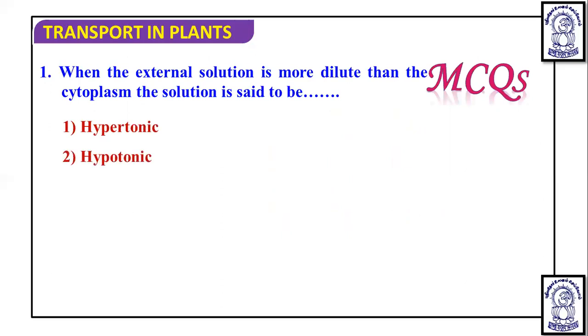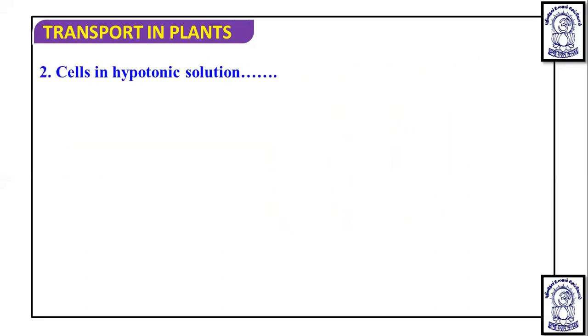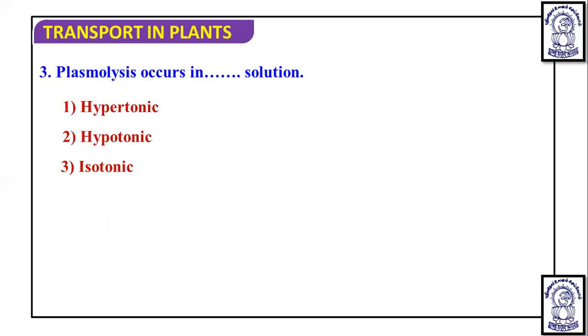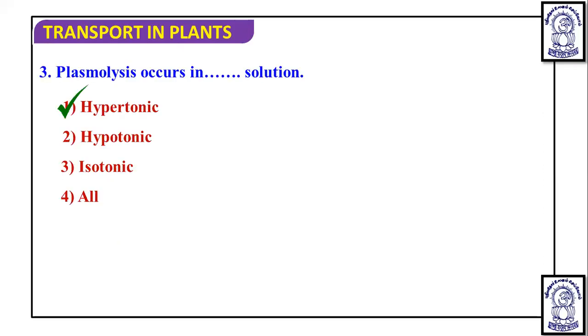Some MCQs are there. When the external solution is more dilute than the cytoplasm, the solution is said to be hypotonic. Obviously, that is a dilute solution. A cell in hypotonic solution is going to swell; that is a turgid cell. Plasmolysis occurs in hypertonic solution. Okay, so this is all about osmosis, plasmolysis, and imbibition.